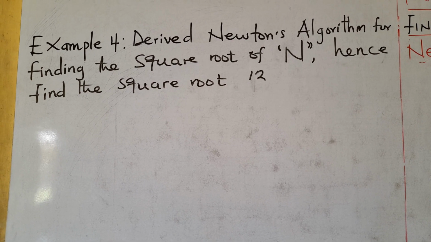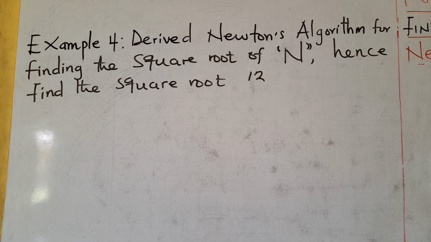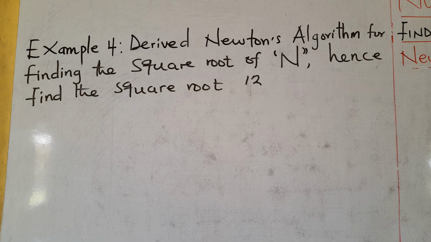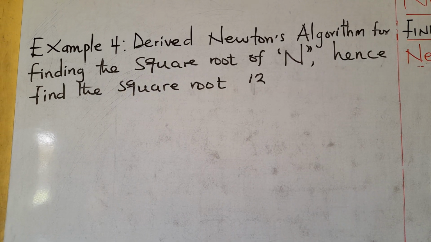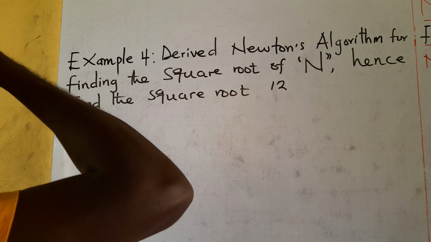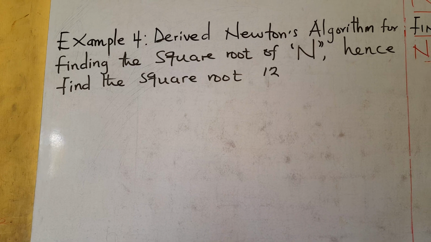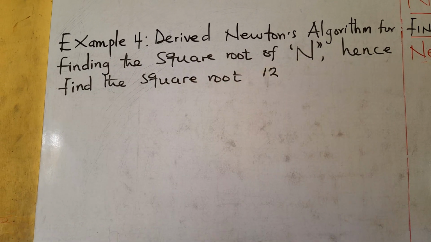So now the question says, derive a Newton's algorithm for finding the square root of n. Hence, find the square root of 12. So how do we do that? Remember, we need to develop the algorithm to do that. We need to find a function. Then we'll find a Newton's algorithm. After that, we'll use the algorithm to find the square root of 12.